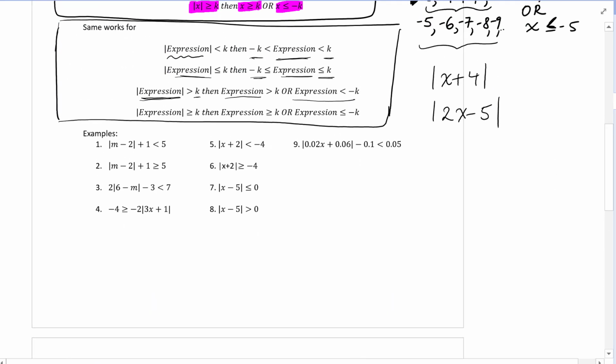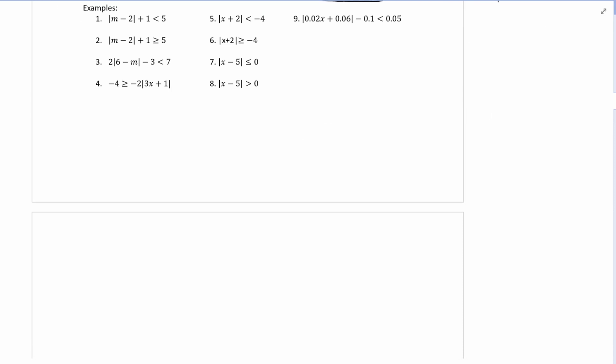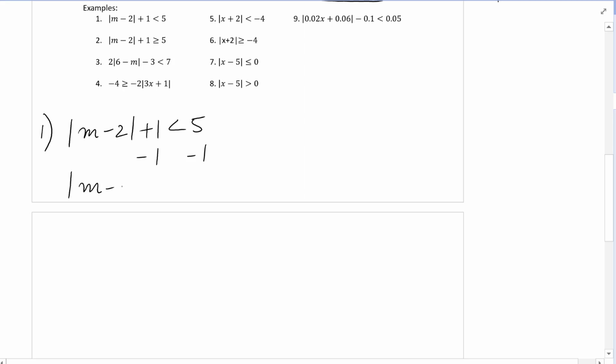So here we have a few inequalities to solve. So let's solve the first one. Absolute value of m minus 2, plus 1, less than 5. So the first step is to get the absolute value by itself. So absolute value of m minus 2 less than 4. So what are the numbers that are less than 4? Well, 3, 2, 1, 0, negative 1, negative 2, negative 3, and very close to negative 4, right? So that means m minus 2 is less than 4 and greater than negative 4, right?